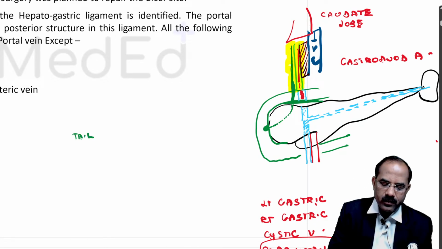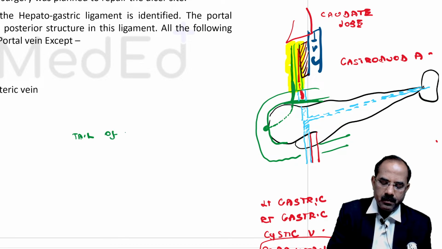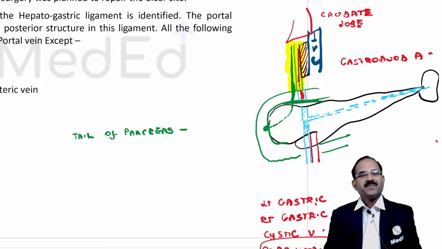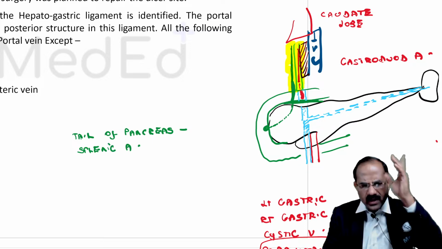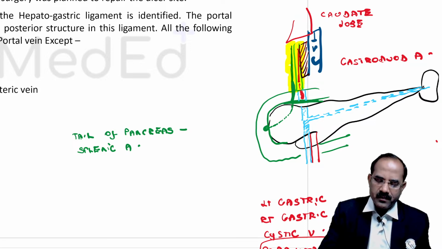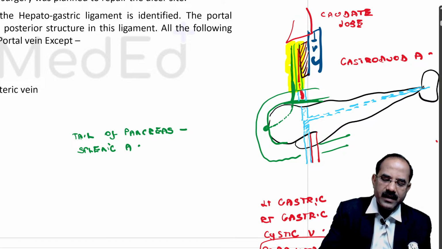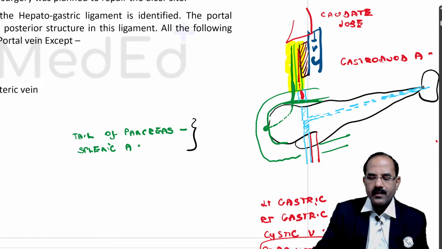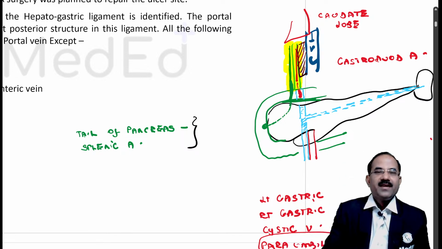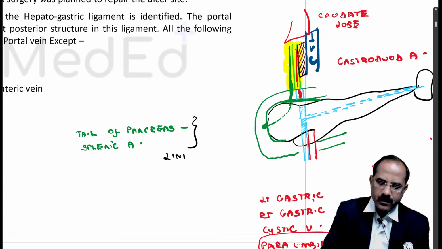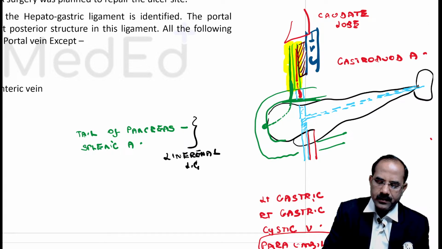I'll just write it down for you. Tail of pancreas lies in which ligament? Along with splenic artery. A quick revision for all of you. It lies in, yes, any guesses? It lies in which ligament? It lies in, yes, boliye. Lieno-renal ligament. Lieno-renal ligament.